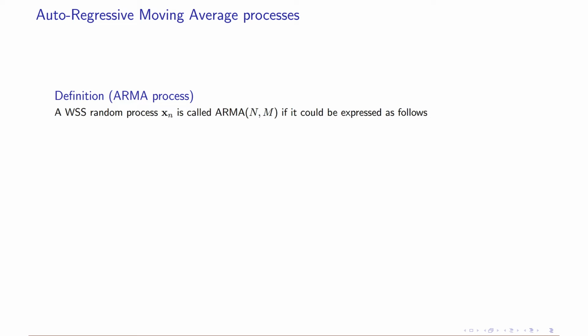So ARMA process, or autoregressive moving average process, with a degree of n and m, we call a random process ARMA n and m if it could be expressed as follows, which means that x of n is equal to a moving average part of degree m. How many parameters do we have? We have m plus 1 parameters, and then plus this one.